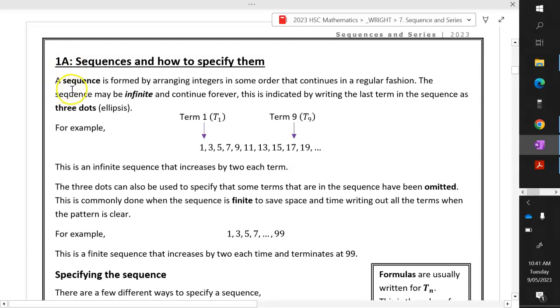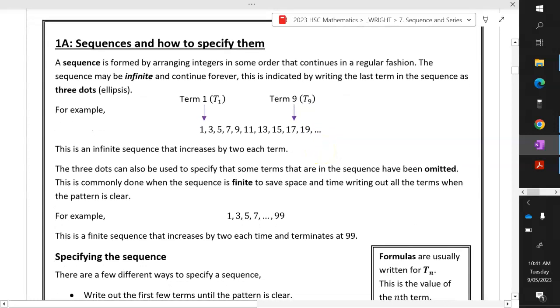So a sequence is formed by arranging integers in some order that continues in a regular fashion. So I guess the thing there is a regular fashion. The series may be infinite, in that it continues forever. And this is indicated by writing the last term in the sequence as 3 dots, which are called ellipses. So we often write that, and I think we're used to seeing that before in maths.